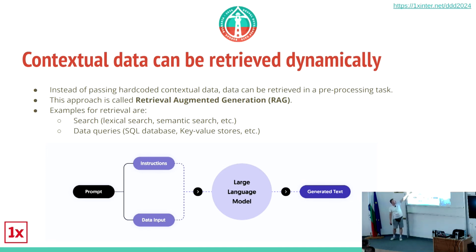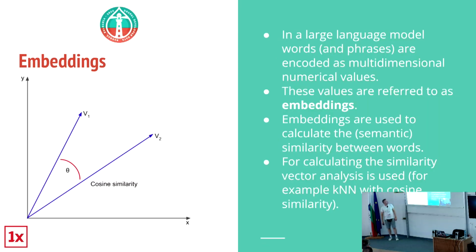And that could be a lexical search or semantic search. We'll see that in a second. But it can also be just regular database queries, can be whatever. It just means that you don't have this fixed here. You just fetch it elsewhere, and therefore you augment your conversation with data. All right, that's called retrieval augmented generation.